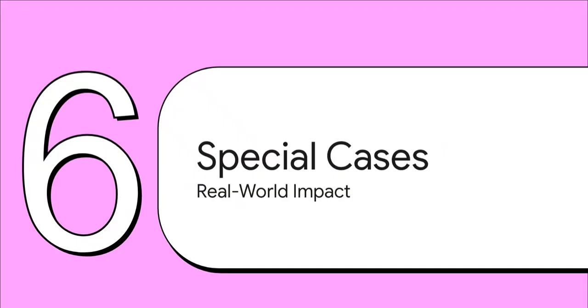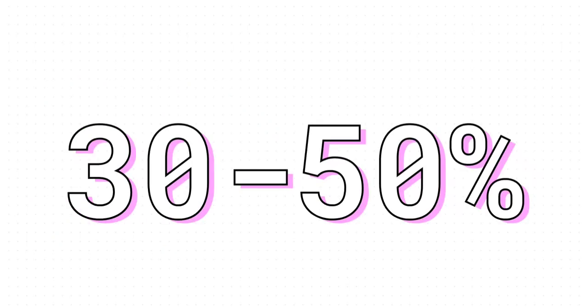Finally, Section 6, special cases and takeaways, real-world impact. 30 to 50. Now, that is a massive number. It represents the percentage increase in thyroid hormone demand during pregnancy. Since a growing baby relies entirely on the mother's thyroid hormone during that first trimester, a pregnant woman's dose of levothyroxine often needs to be bumped up by 25 to 30% the very moment pregnancy is confirmed.